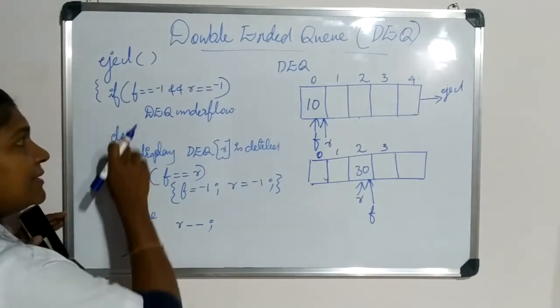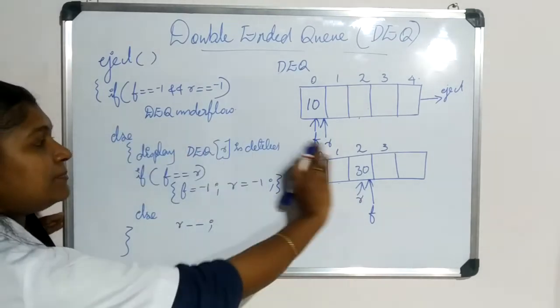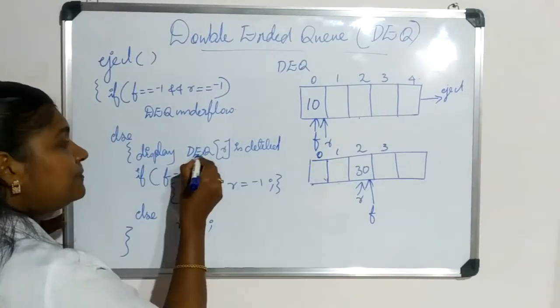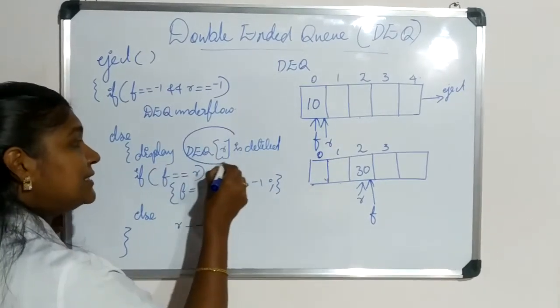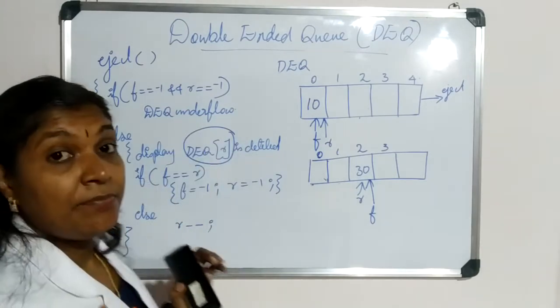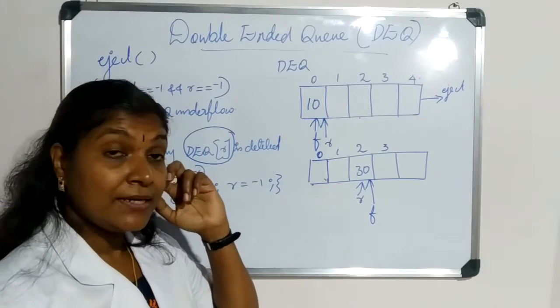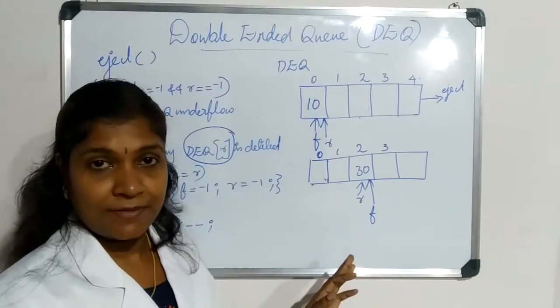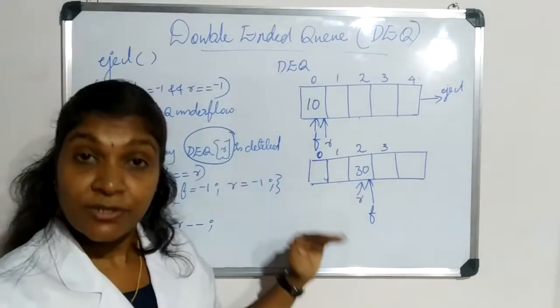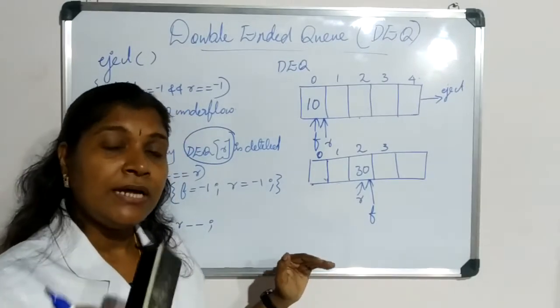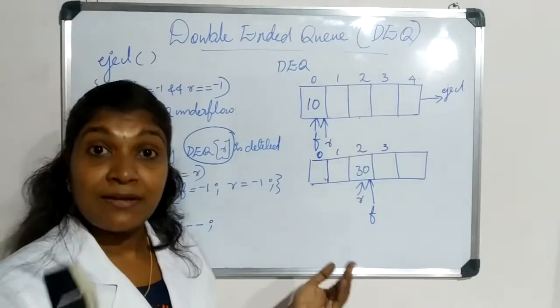So in this else part, that is, if eject is possible, first you display the message: display DQ of R is deleted. Conceptual implementation, you have to remember. Here we are not displaying like a deck of front is deleted. It's not like that. This is the eject operation. What is the eject operation? Deletion of an element through the rear end.